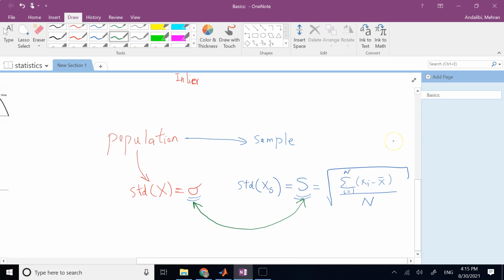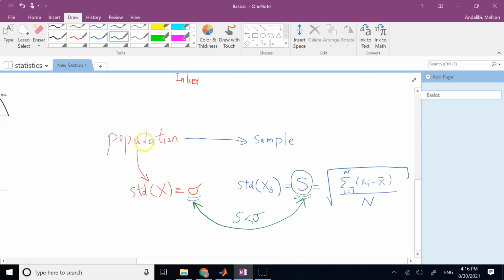But mathematically you can show, again, it's beyond the scope of this lecture, that if I use n here, not n minus 1, then whatever I get for s is going to be a little bit less than sigma. So s is going to be a little bit less than sigma, even if I increase my sample size. Even if I get bigger samples and make n larger and larger, I can still show that s is always an underestimate of the actual sigma.